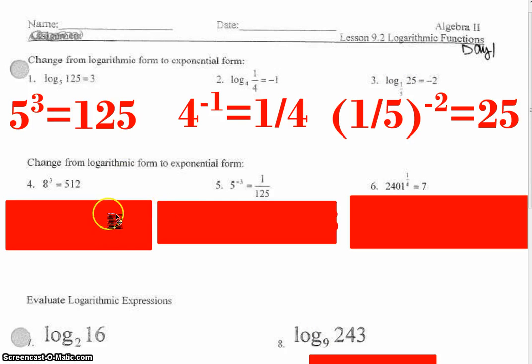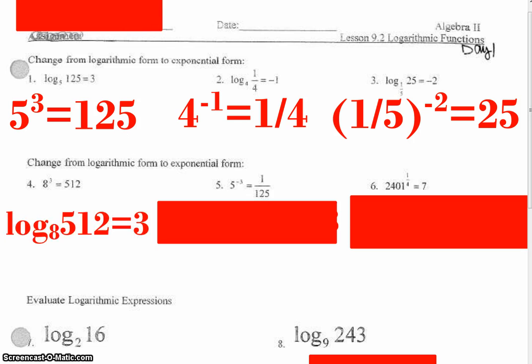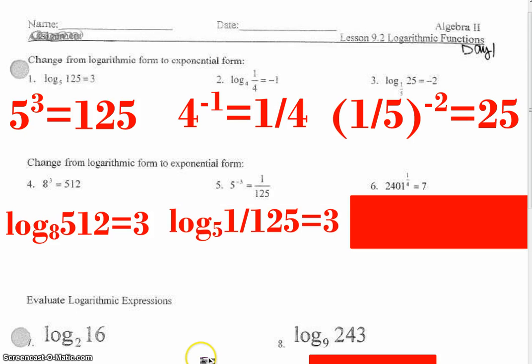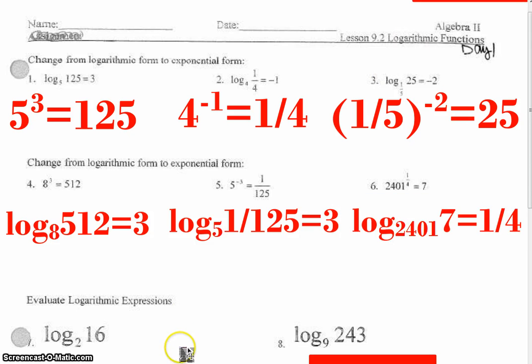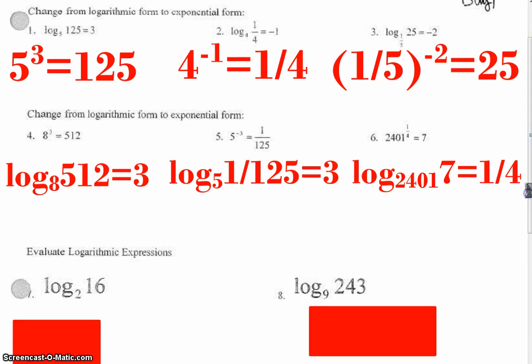Changing it from exponential to logarithmic becomes log base 8 of 512 equals 3. Log base 5 of 1 over 125 equals negative 3. That's a typo. It should be a negative. Log base 2401 of 7 equals 1/4. You're just moving things around.